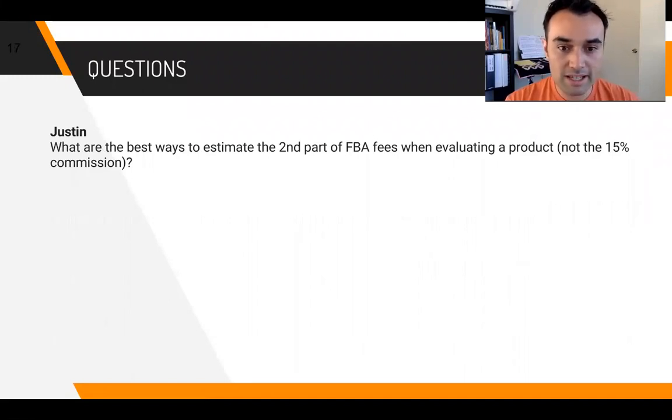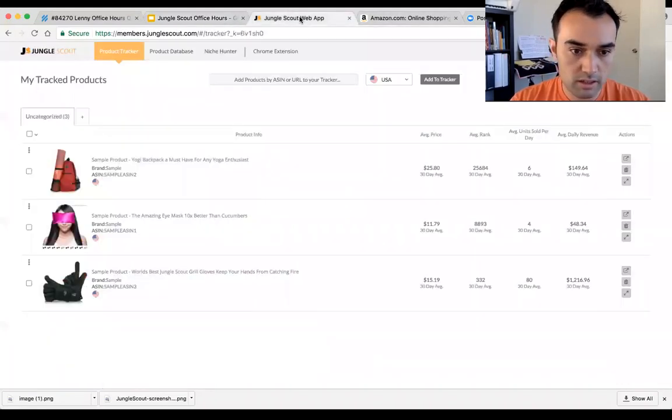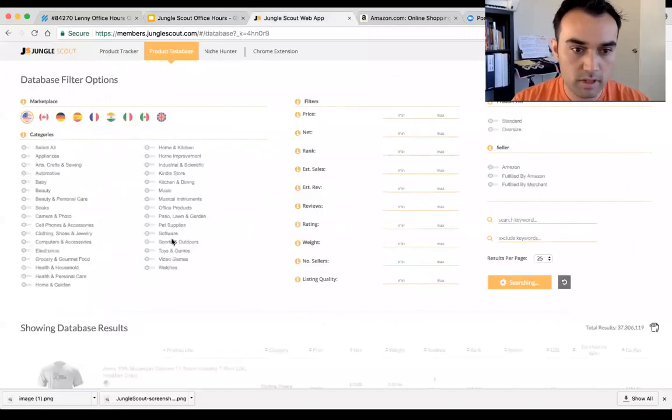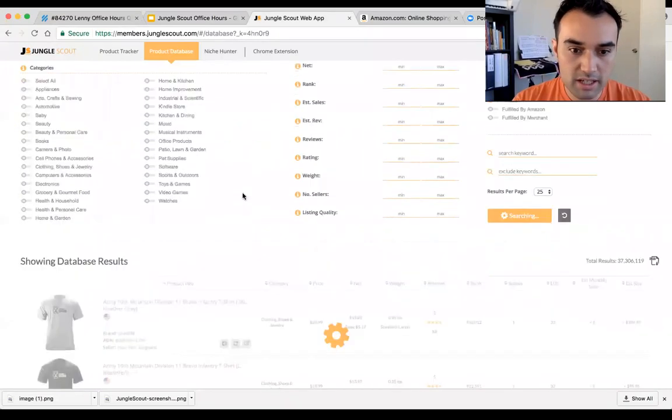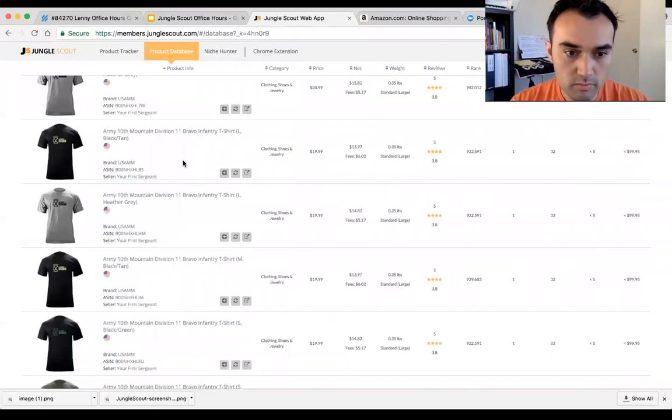What are the best ways to estimate the second part of FBA fees when evaluating a product? Not the 15% commission. Okay, let's see if we can bring up an example. Okay, so we're in the product database now. If you look at any products here, whoops. Sorry guys, just let me bring this up.